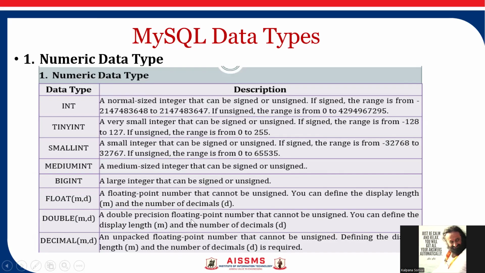Double is a double precision floating point number that cannot be unsigned; you can define the display length M and the number of decimals. Decimal is an unpacked floating point number that cannot be unsigned. Defining the display length and the number of decimals is required for decimal as well. Most often we will be using float, int, tiny int, and small int.